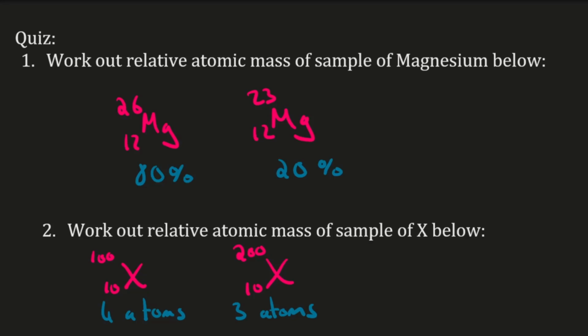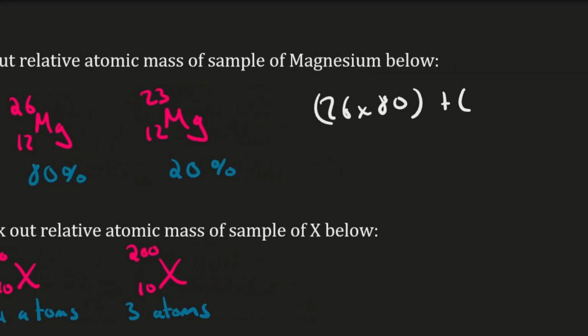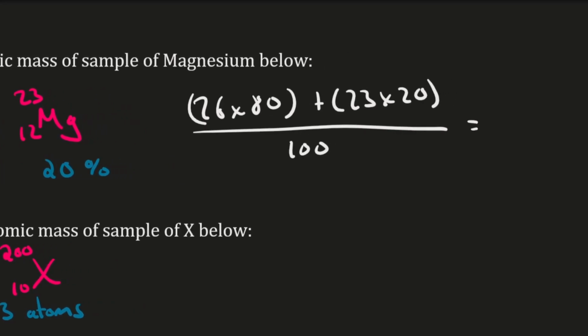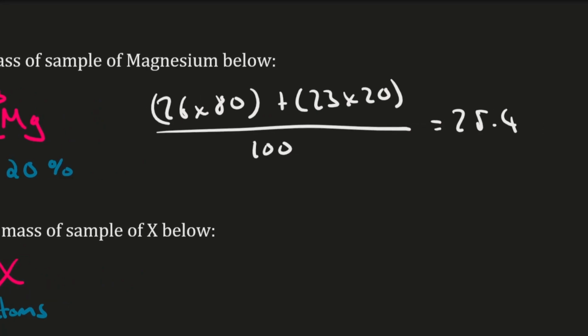So the first question, work out the relative atomic mass of a sample of magnesium below. We've got magnesium-26 and magnesium-23 in 80% and 20% proportions. So what we do is we do 26 multiplied by 80 and add that to 23 multiplied by 20, and this gives us the total mass, and we divide that by the number of atoms. Because it's a percentage, that adds up to 100, and you can put that into your calculator and you will get 25.4. In this case, our relative atomic mass for this sample of magnesium would be 25.4.